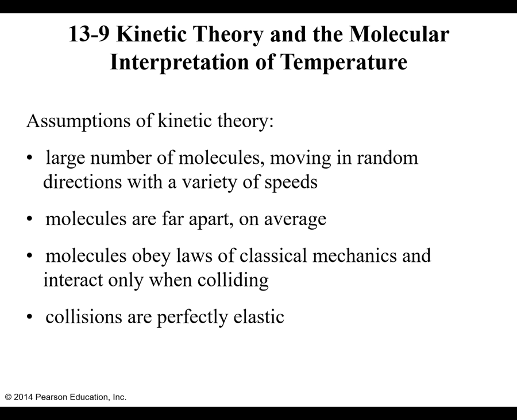You can take an average of them all. But individually, they all have random directions and random speeds. Another assumption is that these molecules are far apart from each other. Now, by far apart, we're not talking about like 10 or 12 centimeters. We're talking about take the diameter of a molecule. The closest molecule would probably be a couple diameters away from that molecule. So we're dealing with far apart on the molecular level.